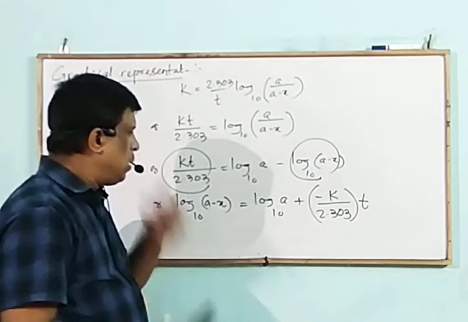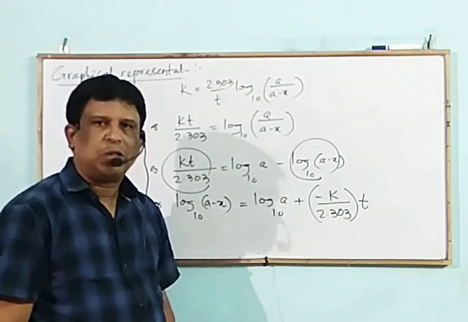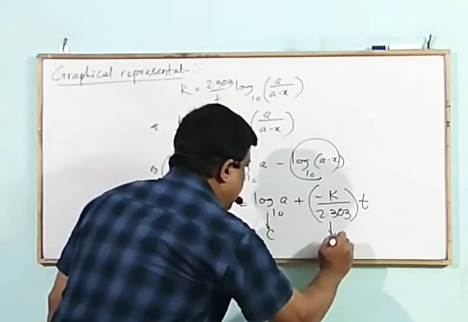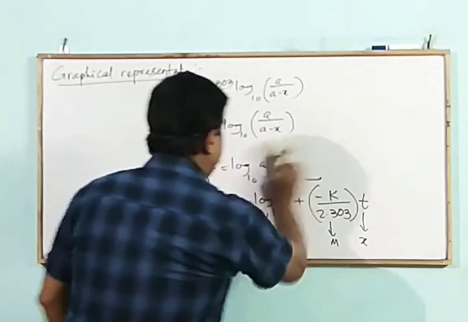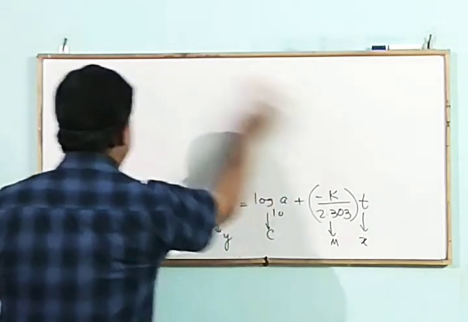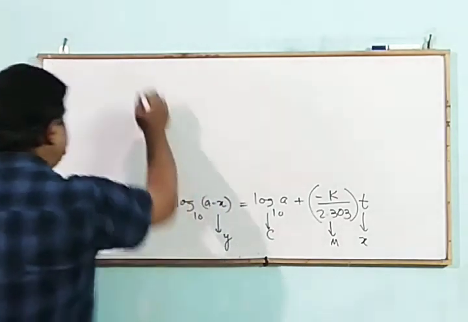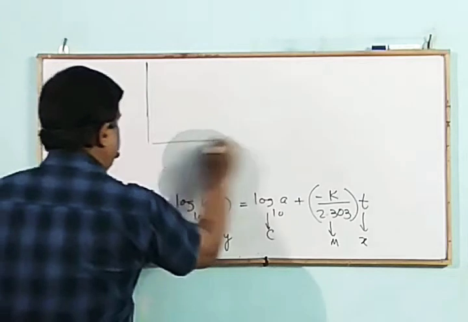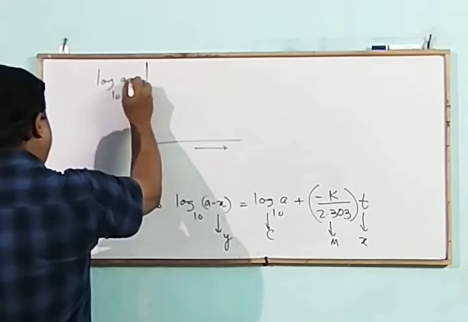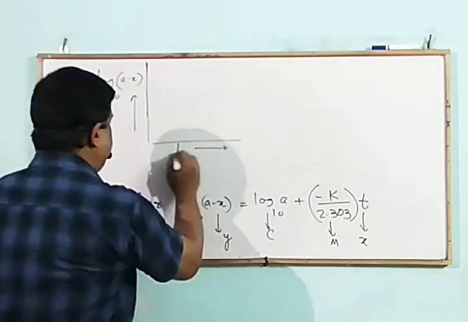Why do I represent this one? It is an equation of a straight line in the form of y is equal to mx plus c. Mark that. This one is y, it is c, it is m, it is x. That means if we plot a graph by taking y versus x, what is y? That is log base 10 a minus x, y versus x. What is x? That is the time period.